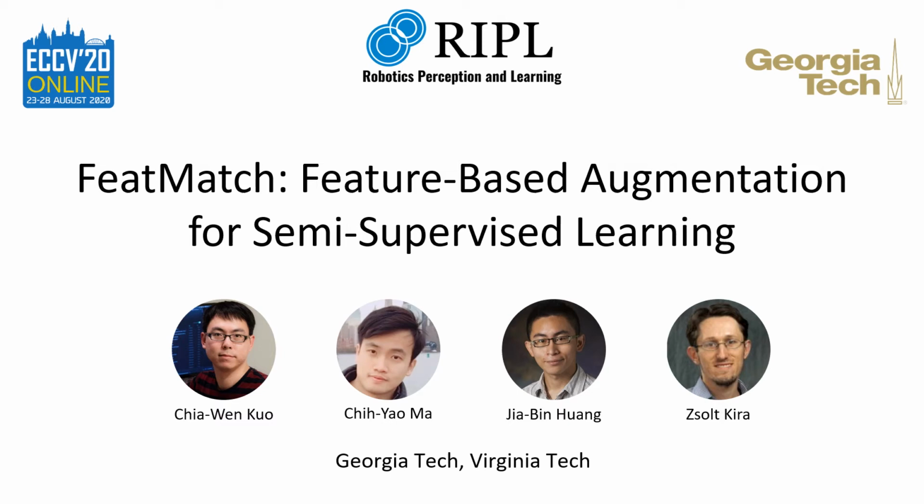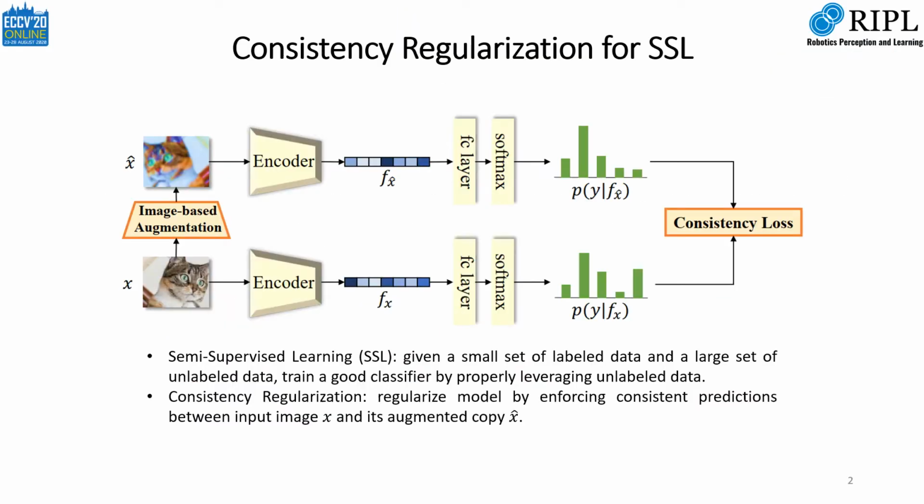I'm excited to present our ECCV 2020 work, FeatMatch: Feature-Based Augmentation for Semi-Supervised Learning. In semi-supervised learning, we're given a small set of labeled data and a large set of unlabeled data. The goal in this setting is to train a good classifier by properly leveraging the large set of unlabeled data.